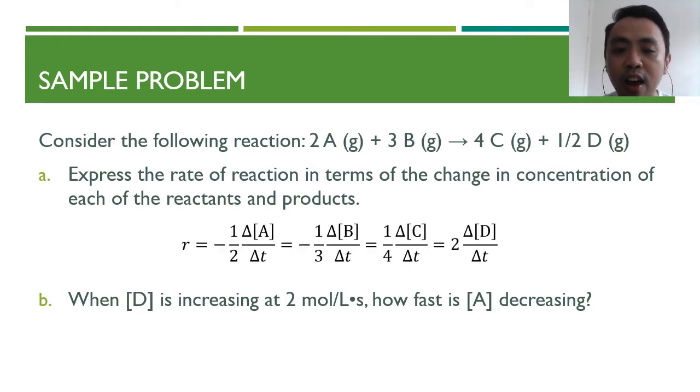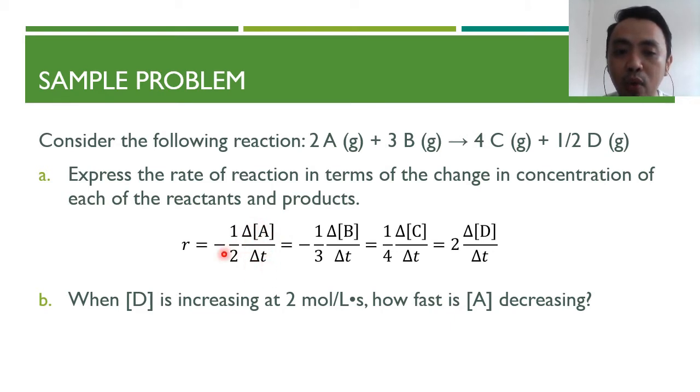For letter A, our answer is as shown on the screen. So notice here we have the following. Let's focus first on our reactant A. Our rate of reaction R is proportional to the rate of disappearance of A as a reactant. Namely, R is equal to negative 1/2 times the rate of disappearance of A with respect to time.